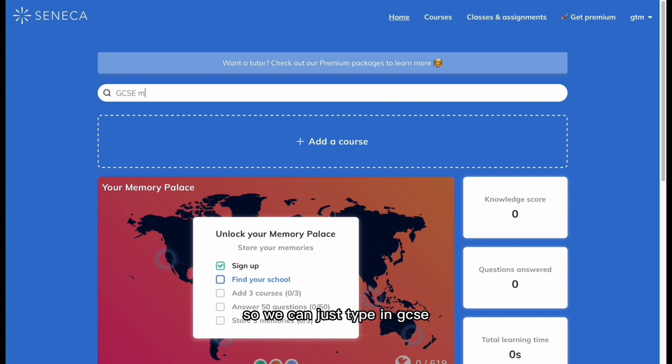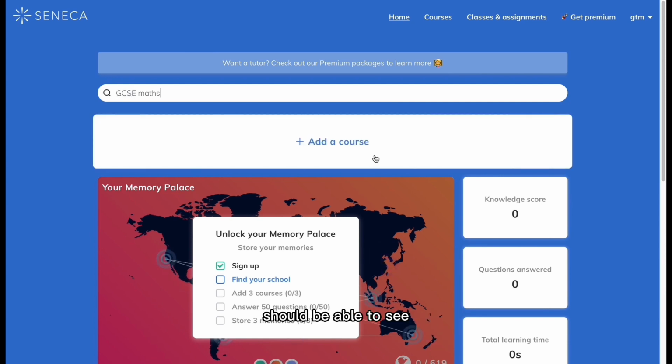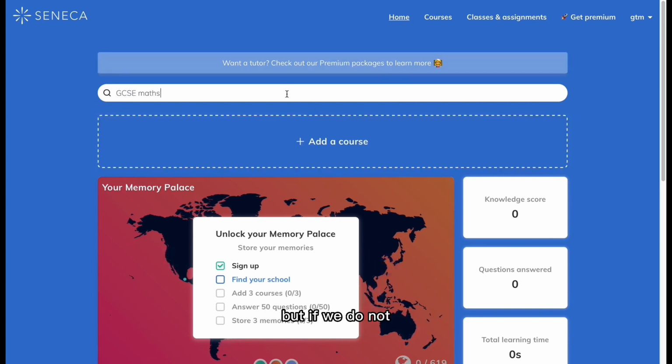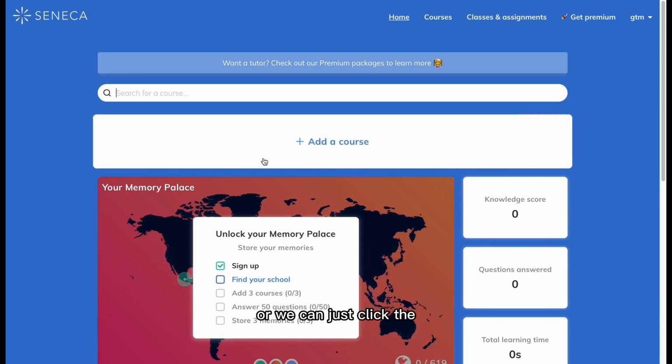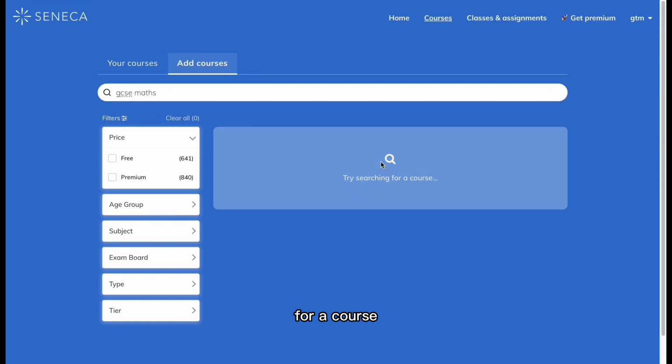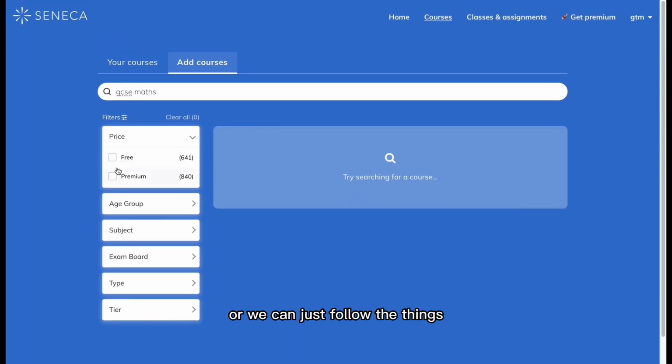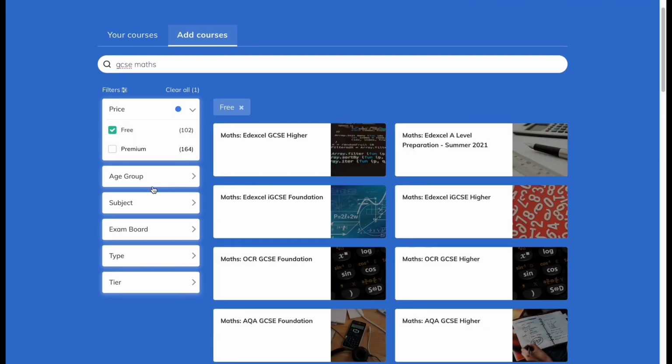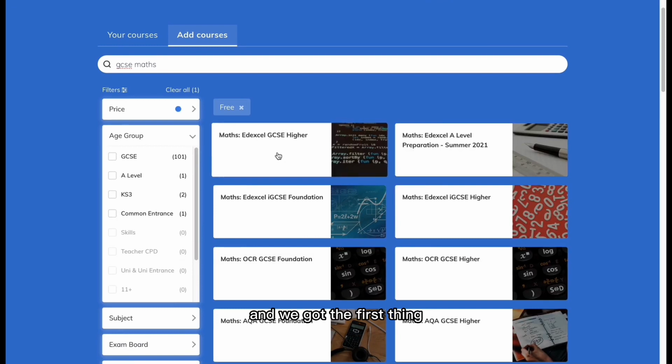So we can just type in GCSE maths, and we should be able to see a course popping up. But if we do not, we can go to the courses section, or we can just click add a course, and we can search for a course over here. So we can go to GCSE maths. Let's hopefully see this pop up this time. It's taking some time to search for a course, but we'll have to wait for a little while, or we can just follow the steps over here. So you can go to free, and we've got the first thing that pops up here.